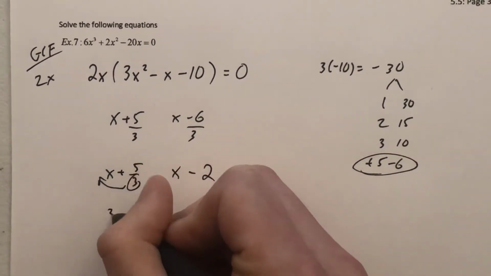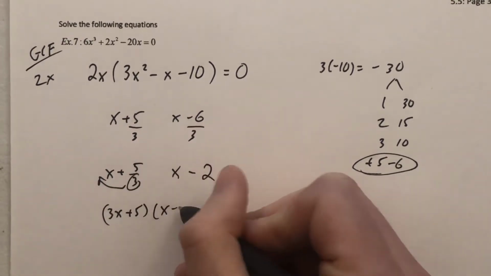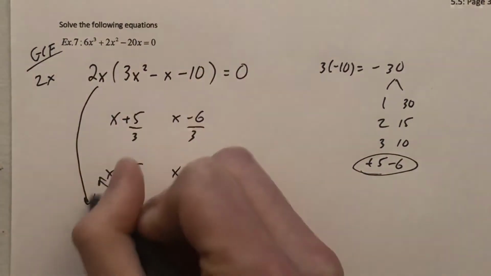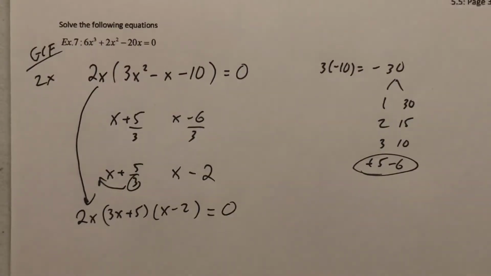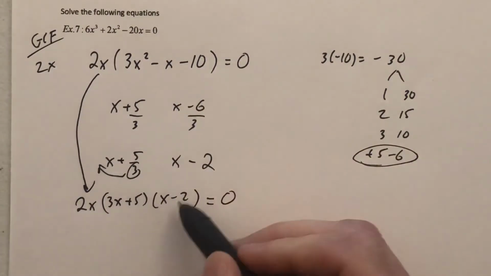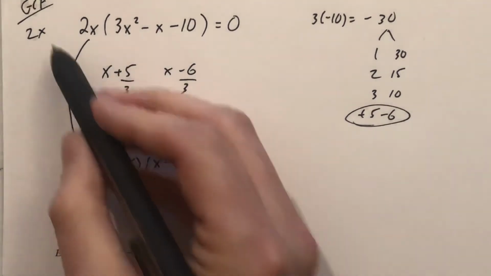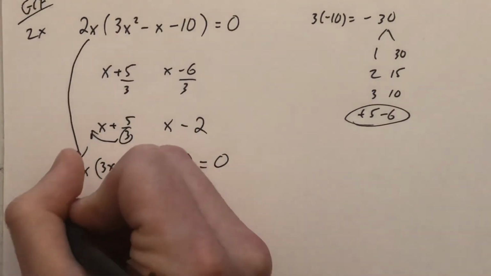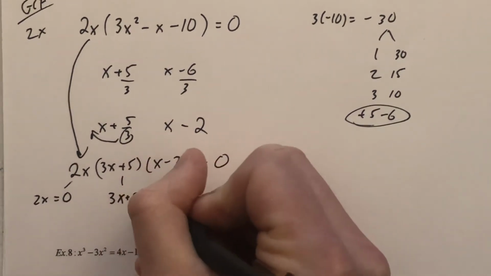So now we've got 3x plus 5 and x minus 2, and then I will bring down our GCF of 2x, and all of that is equal to 0. So we had to break for our bottoms up approach to get to this factored form. Now notice our GCF again involves x, so this will lead to a solution, as will each of these.